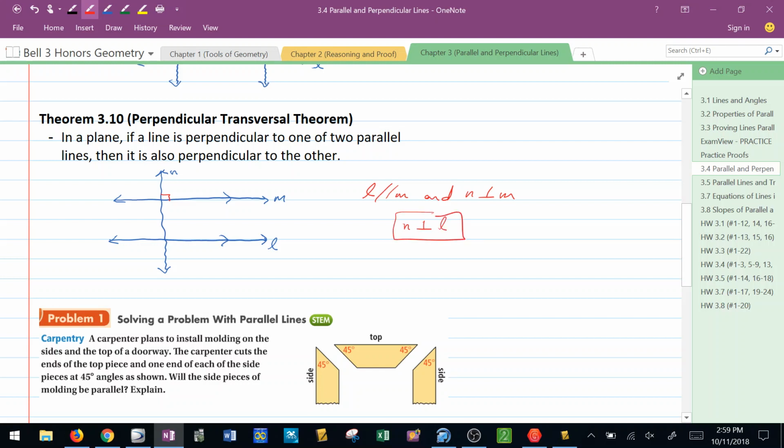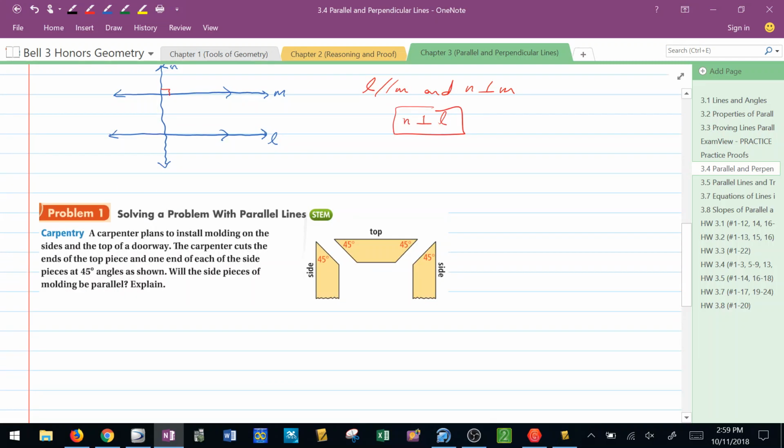And if you look at it, it kind of makes sense. If that's a right angle and these two lines are parallel, then by this transversal cutting it, we know that this angle right here at L also has to be 90 degrees because two parallel lines cut by a transversal, corresponding angles are congruent. That forces N to also be perpendicular to L.